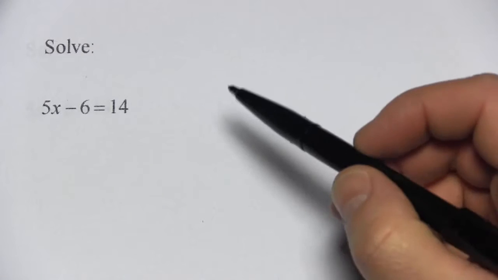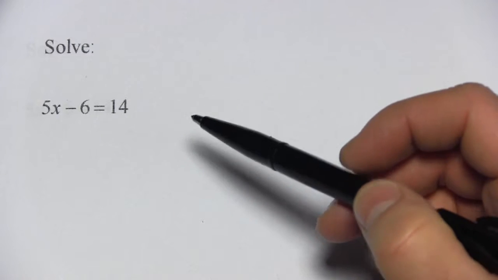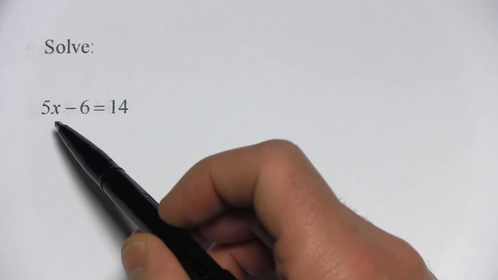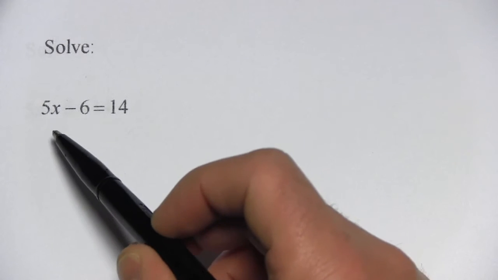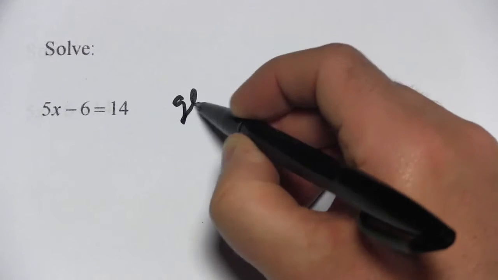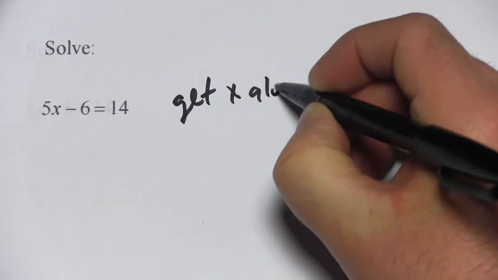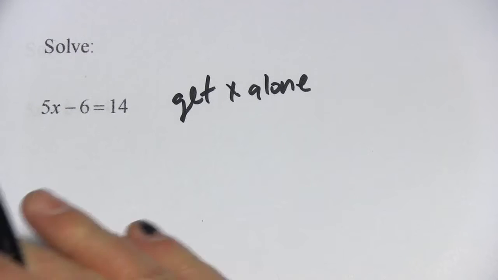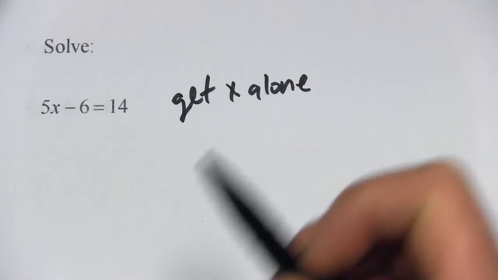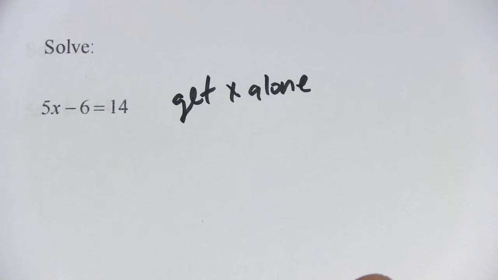In these problems, we're trying to solve equations for a variable. So you see in this one, there's an x here. It's that x we want to find out. We want to know what that x is. To do that, we have to get x alone on one side of the equation and everything else on the other side. Once we've done that, we can say that's what x equals.